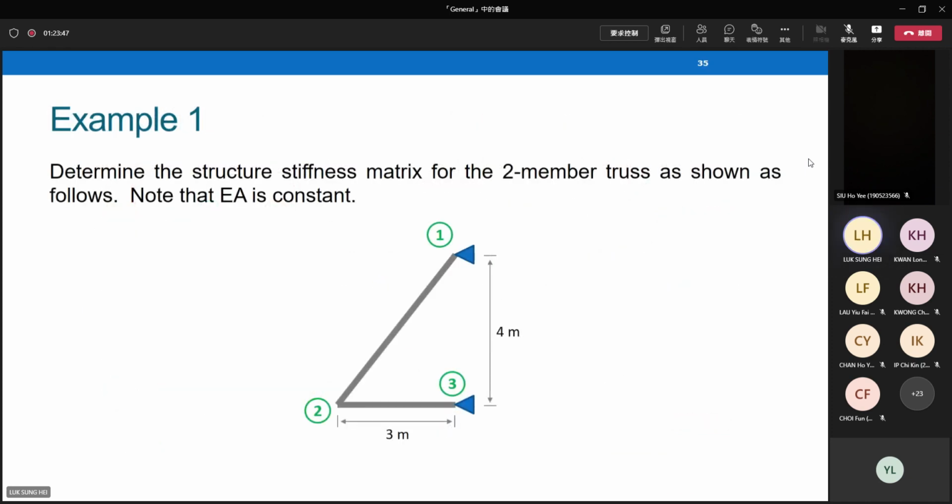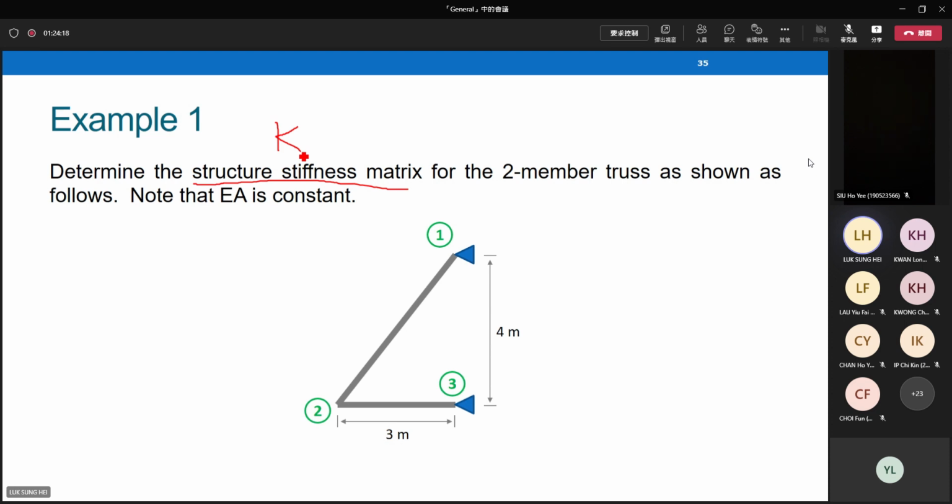We have two examples here to let you know how to add up all the element matrices together. Explained in detail in example 1. Example 1 shows a relatively simple structure composed of 2 members, number 1 and number 2: 1 inclined member, 1 horizontal member, and 3 nodes. In this question, we just want to find the structure stiffness matrix, the big K.